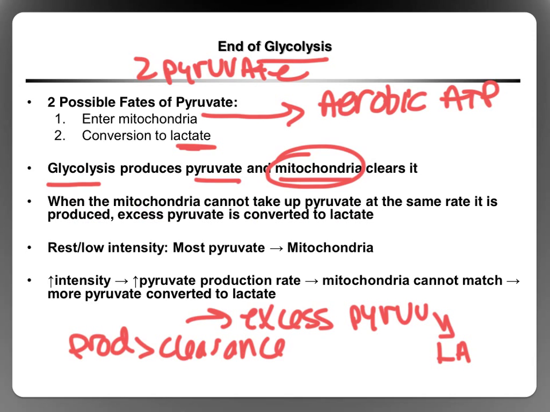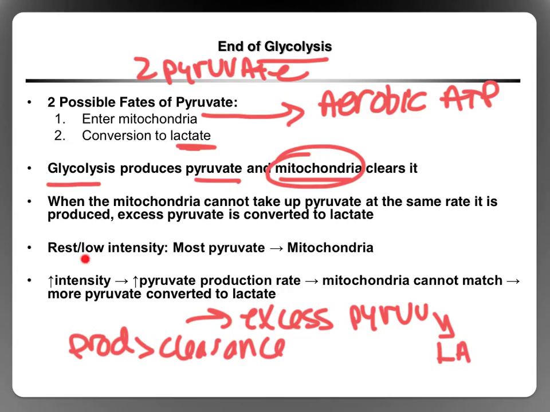Now, when we are doing very low intensity activity, so if we're at rest or we're doing low intensity movement, most of the pyruvate gets taken up by the mitochondria. We don't produce a whole lot of lactic acid at rest, okay, because the pyruvate's being produced at a relatively slow rate because you're not doing a lot of work. And so therefore the mitochondria can match clearance with production, and we can take up most of it, therefore we don't end up with a lot of lactic acid.